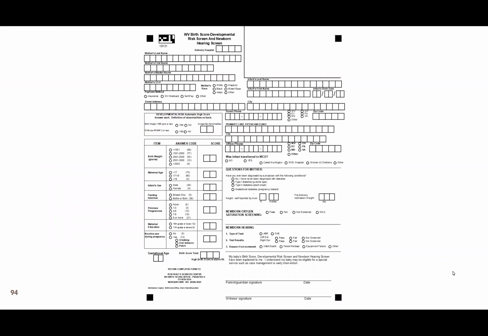So this is what the birth score looked like right after Dr. Mullet had revised it. You can see on the left the birth score proper, those 7 maternal factors going down the left side. And then if you look at the right side, you can see several other things. You have the newborn oxygen saturation screening, which at the time we implemented this was simply pass, fail, not screened, or NICU. And then the results of the newborn hearing screen.